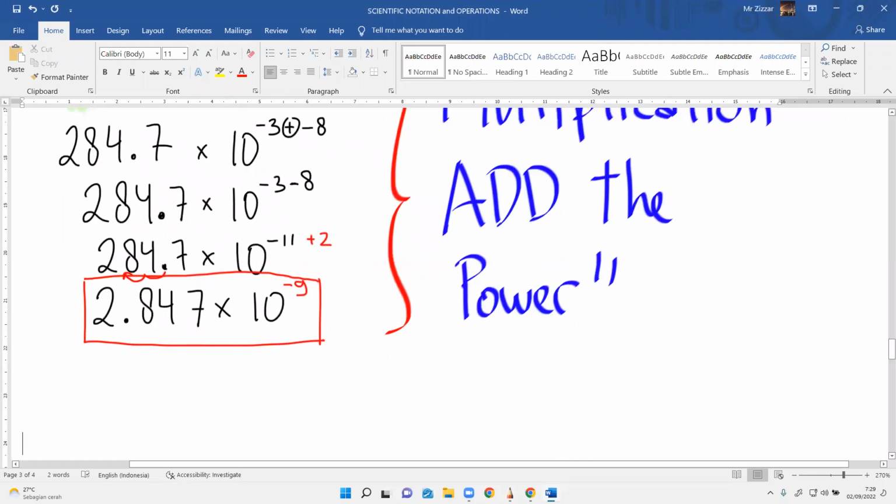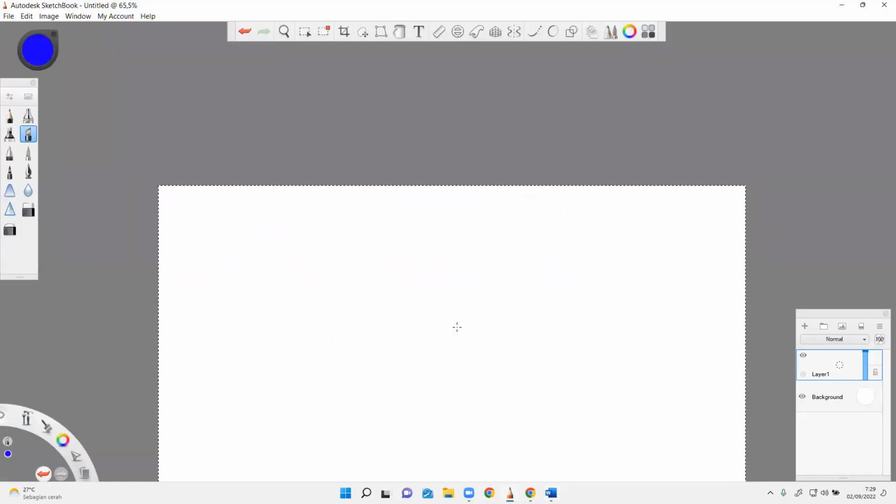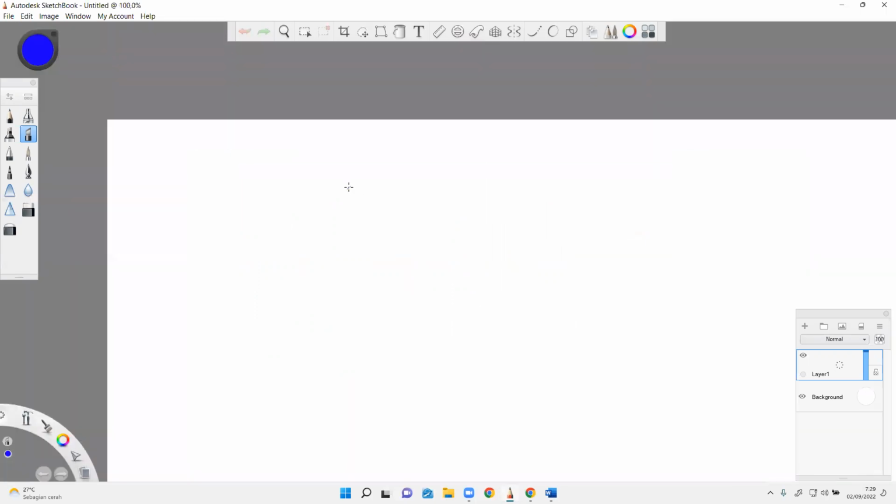Now we do the division, guys. So what to do with division? Any idea? Yes, you decrease the power, that's right. You subtract the power, right? So just the opposite version of multiplication. For example, I have to think of a good number, because if not, you might find it very, very hard. Since you're still secondary 1.